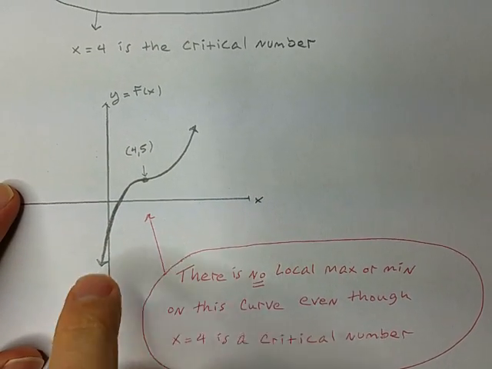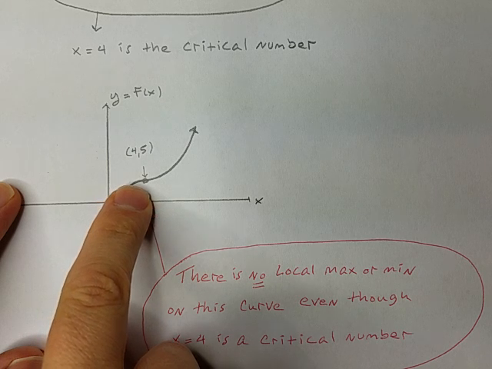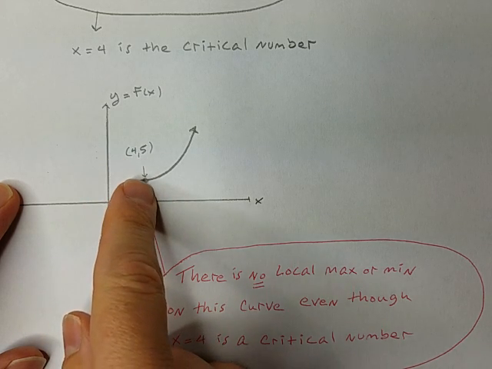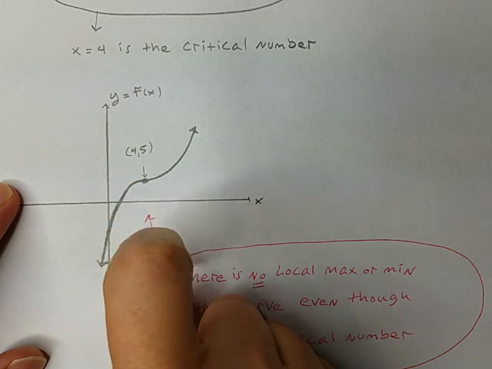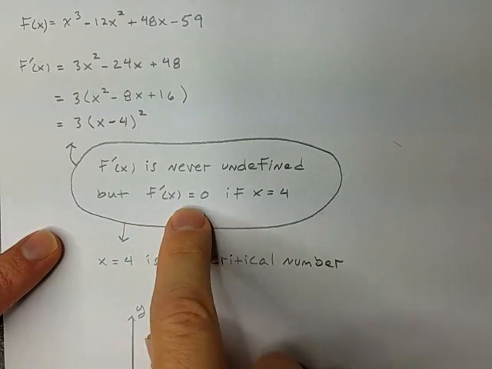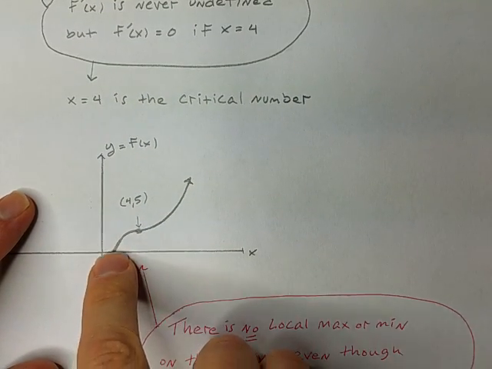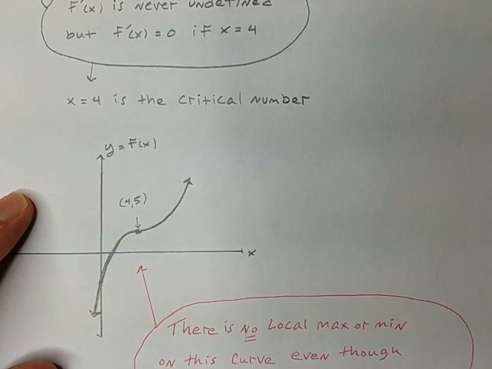So what it does is this curve rises very gradually up until 4, up until you get to x equal to 4, where it flattens out. It becomes horizontal. Right there at 4, the derivative is 0. That means the curve is horizontal. So it rises and it tapers off and flattens out, and then it continues rising.